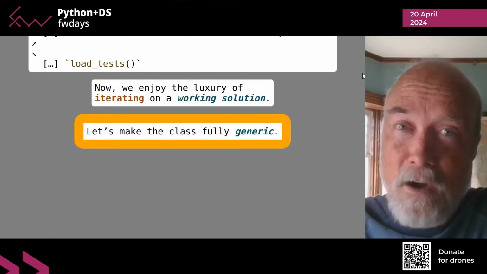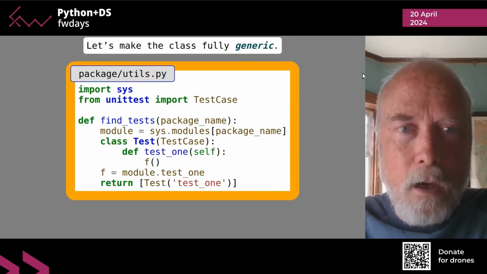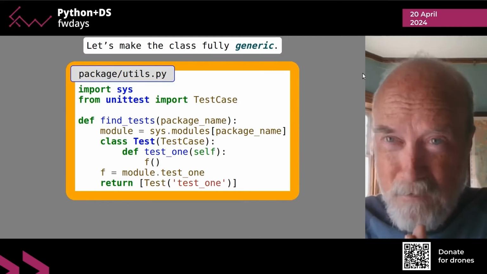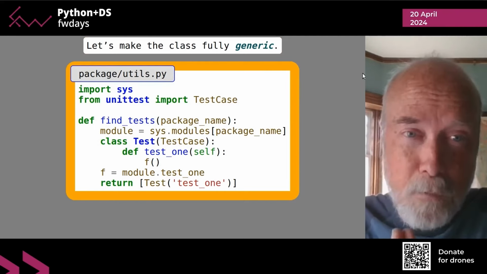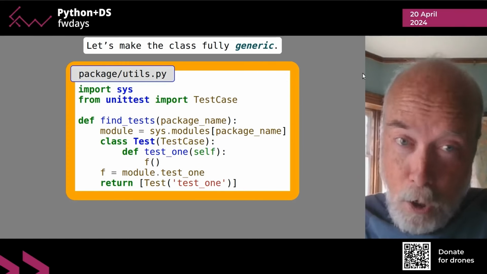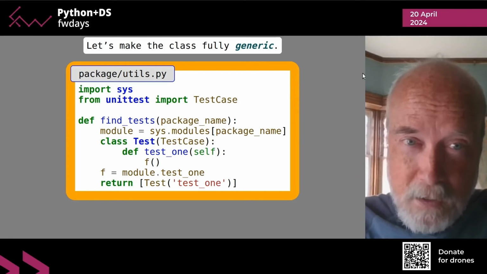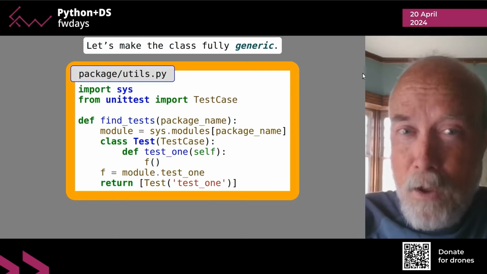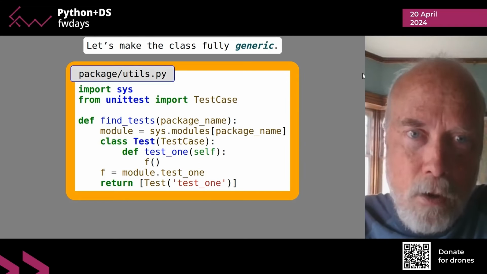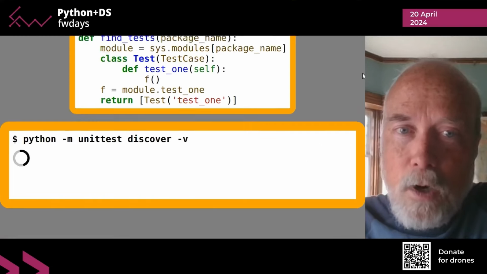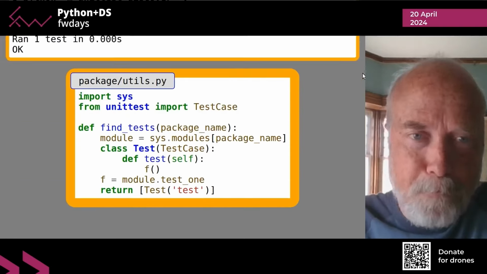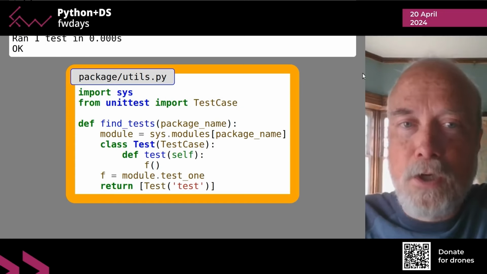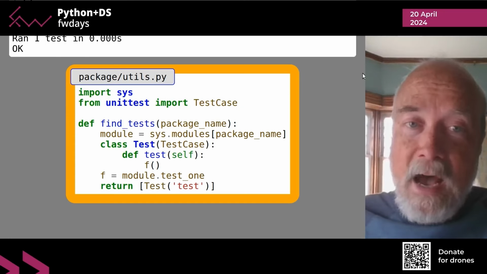Let's make the class now fully generic. So I took a few dead ends in trying to do this, but I'll give you the short version in the interests of time. First, we're going to pop the hard-coded function name out so that instead of the test having it hard-coded inside, it's relying on the scope around it to know which function is supposed to be called by the method. Does that work? Yes, it does.